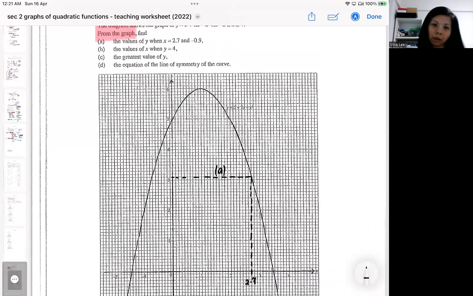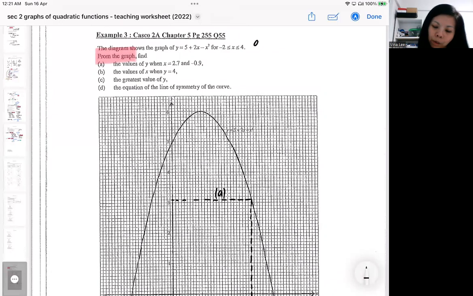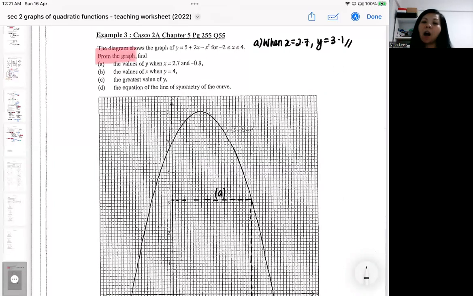So you got to put a dotted line and then you answer properly. A lot of people don't bother to answer. They will just give me a value. I don't even know whether that value is x or y. Sometimes I feel like giving 0 when I don't know whether that value is x or y. So when it's 2.7, if I read off, I think I will get 3.1. The dotted line indicates to a reader that that's how you read to get the 3.1.